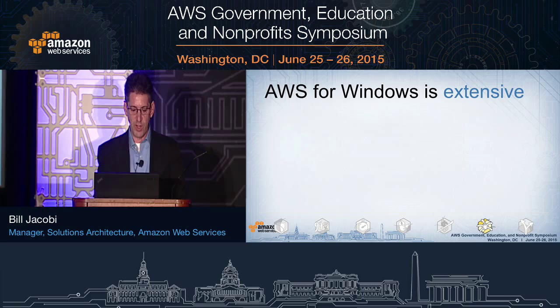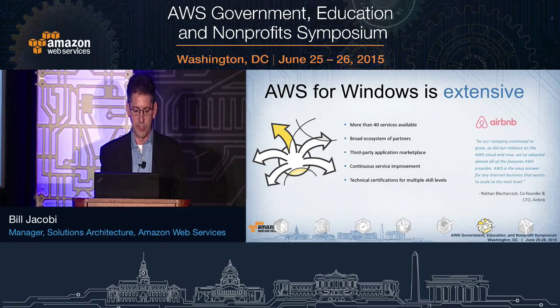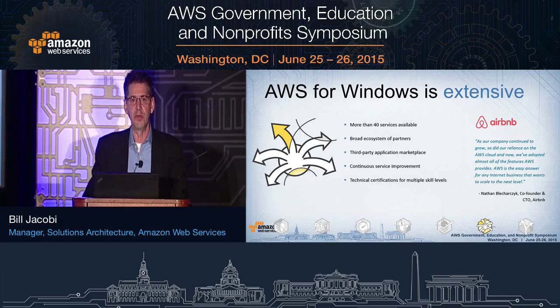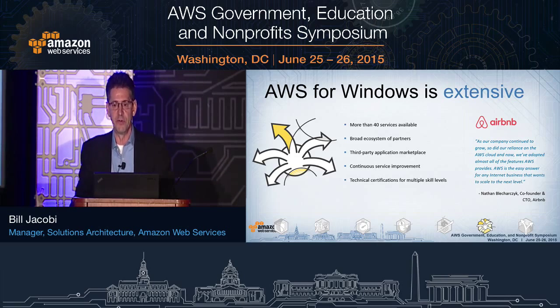Okay, so the next reason why people look at why should I run Windows on AWS is because it's extensive. And being extensive relates to some of the services that we provide around Windows, and all the partner products that also run on top of AWS.